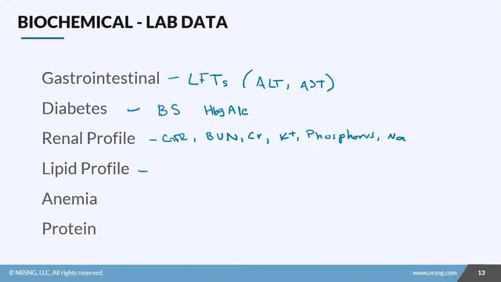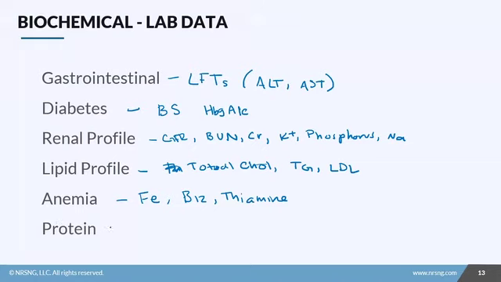Lipid profile. We're going to be looking at total cholesterol, and we'll also be looking at triglycerides as well as our low density lipoprotein, LDL. Anemia, the most common we see is iron, but we might also see anemia related to a B12 or a thiamine deficiency.